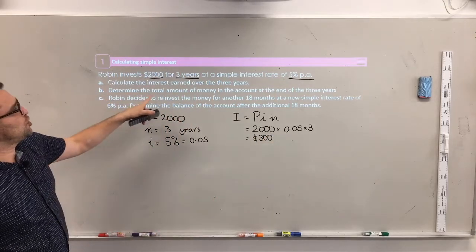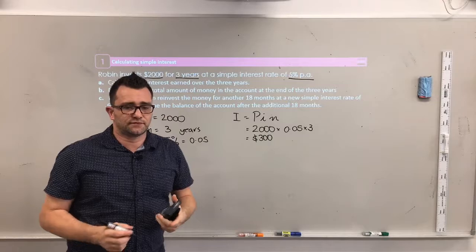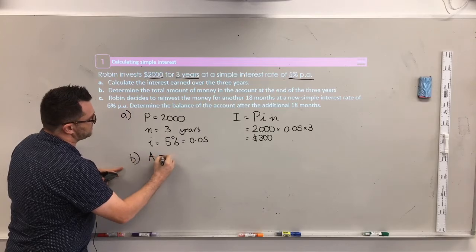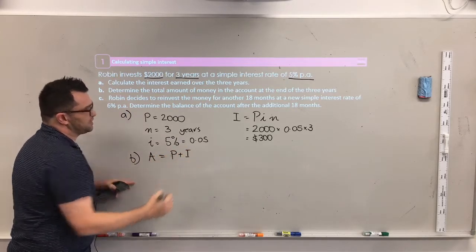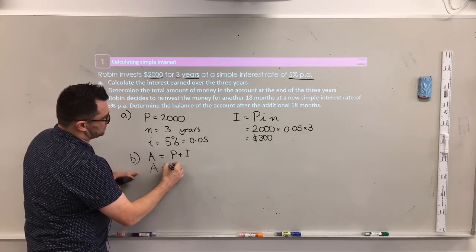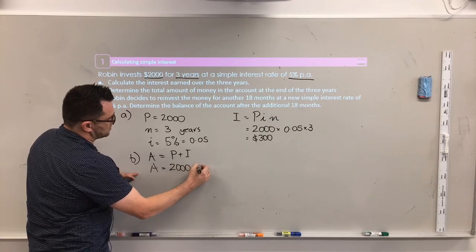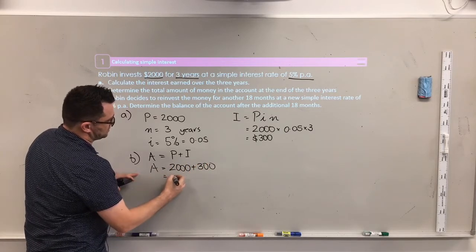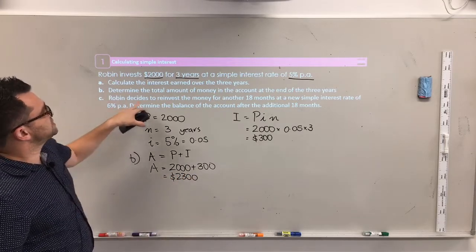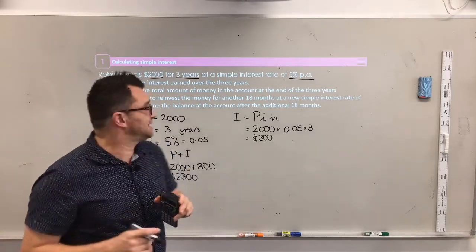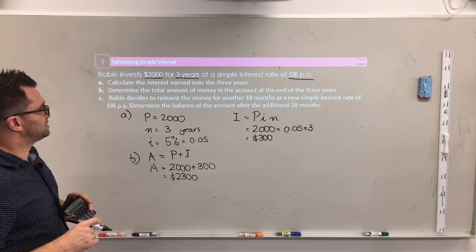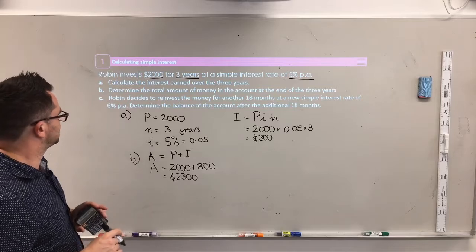So determine the total amount of money in the account at the end of 3 years. So our A value is P plus I, so the capital I is for the total interest. So A equals 2,000 plus 300, so 2,300. Robin decides to reinvest the money for another 18 months at a new simple interest rate of 6% PA. Determine the balance of the account after the additional 18 months.